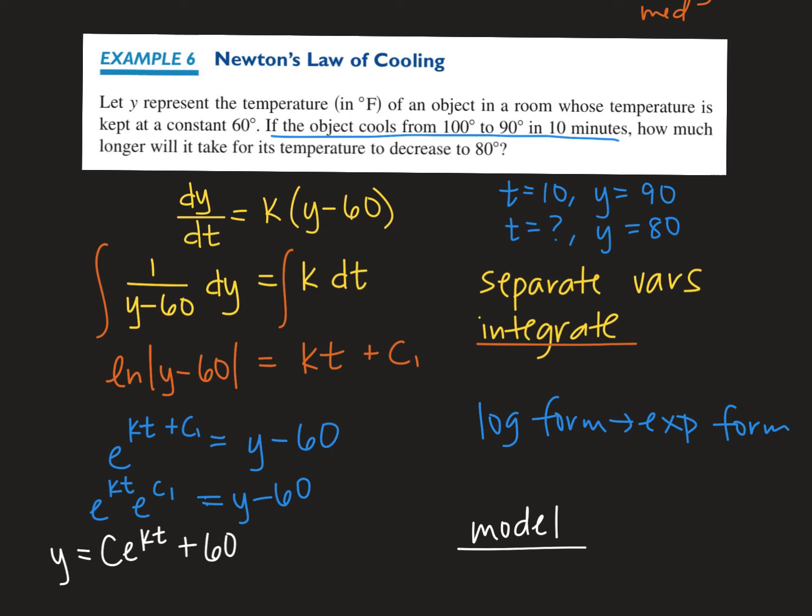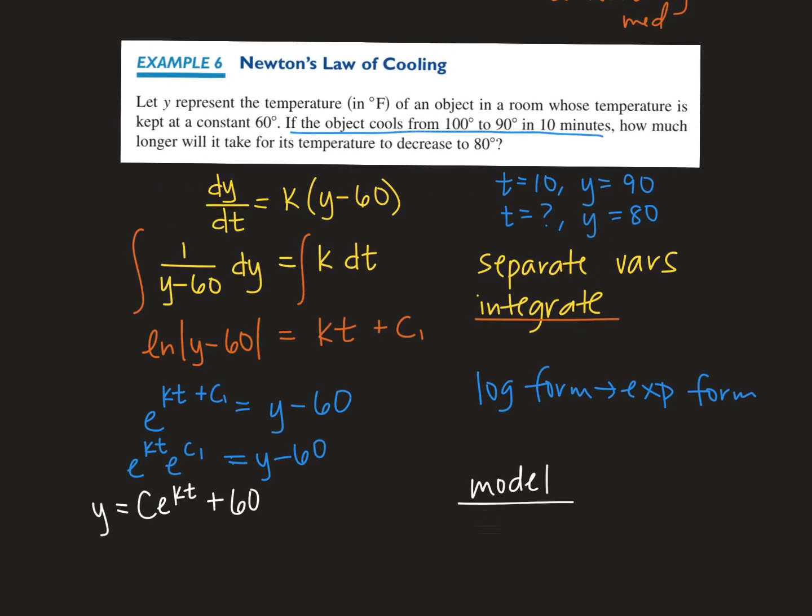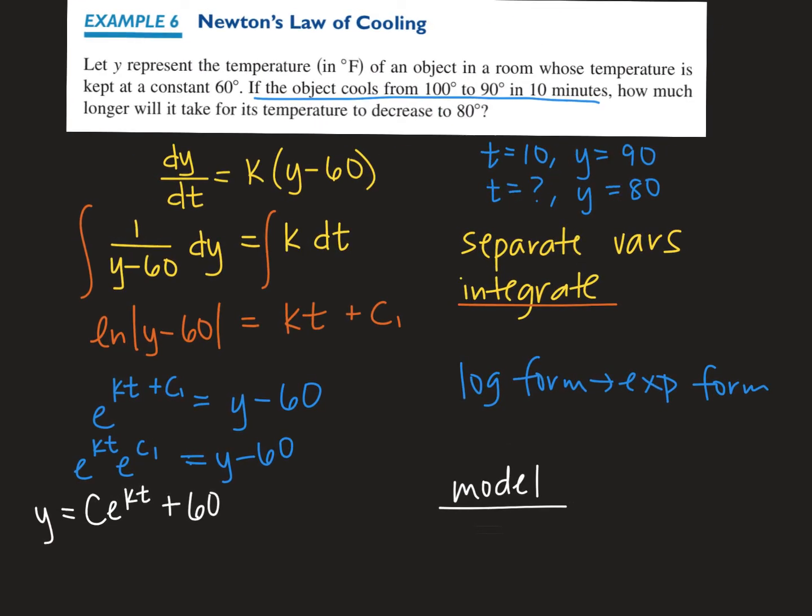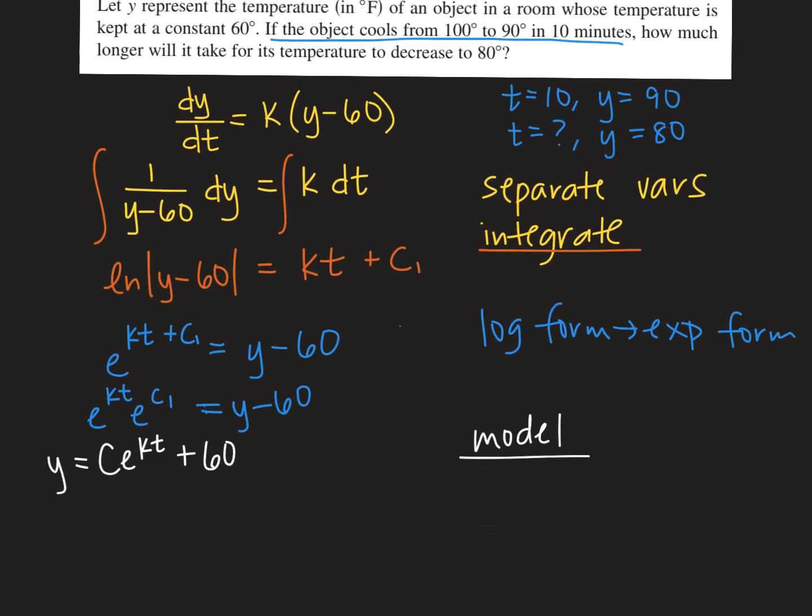So we can see that this is slightly different because we have a plus or a minus something over here. Normally it's going to be plus with Newton's law of cooling. It just depends on how hot something is initially. So now we want to know how much longer will it take for the temperature to decrease to 80 degrees.